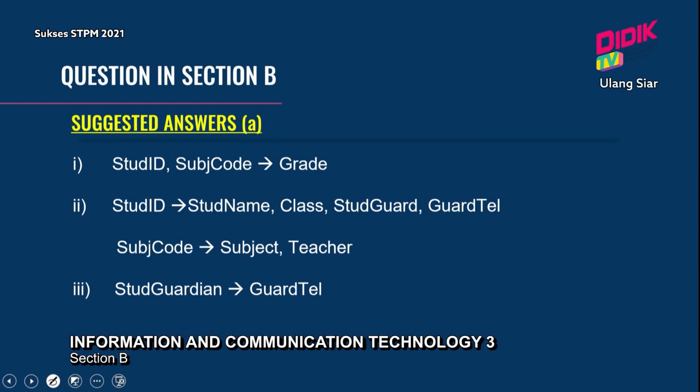For the third one, transitive dependency means both must be non-key attributes. Both attributes depend on each other. It's not depending on the primary key, it's depending on each other. So this is the answer: guard telephone depends on student guard. So the telephone will exist when the student guard exists.